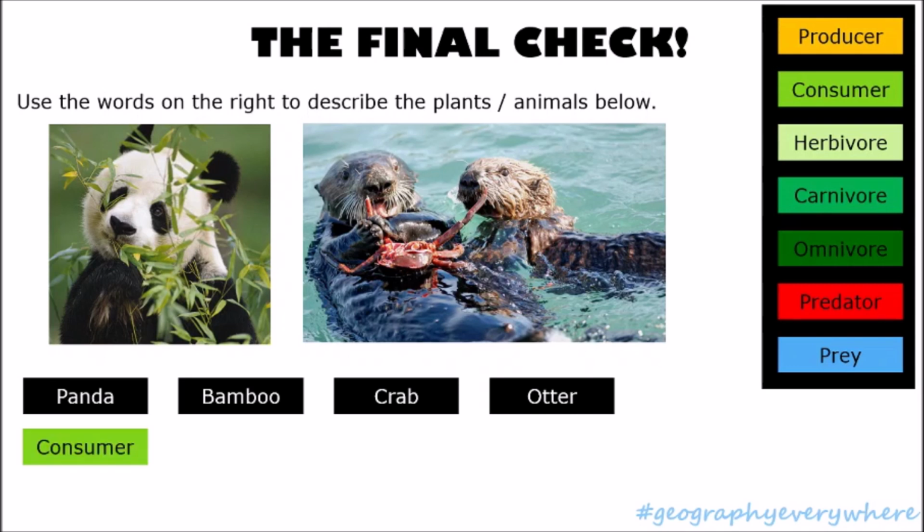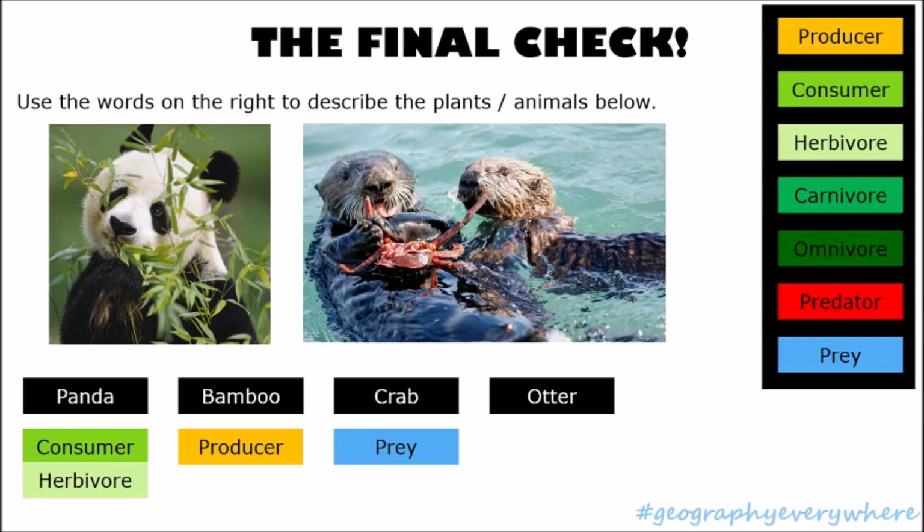Panda is a consumer because it's eating a plant. It's also a herbivore because it's a specific type of consumer that only eats plants. The bamboo is a producer because it's an organism that makes its own energy. Crab is the prey in this case because the otter is eating it, and the otter is the predator.